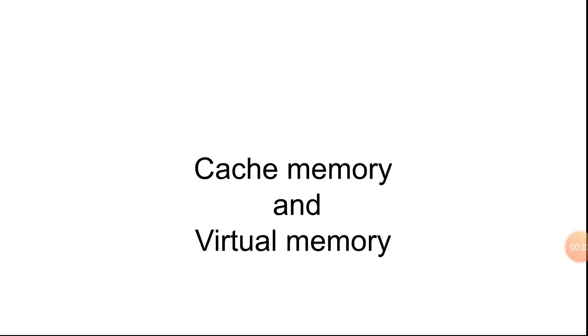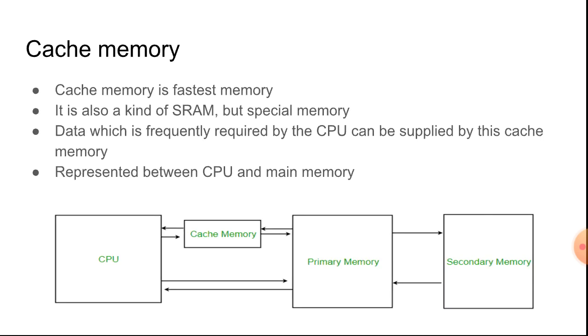My subject is computer architecture. Now I am going to explain the topic of cache memory and virtual memory. First, cache memory. Cache memory is the fastest memory. It is also a kind of SRAM, but it is a special memory. Data which is frequently required by the CPU can be supplied by this cache memory. The cache memory is placed between the CPU and the main memory.